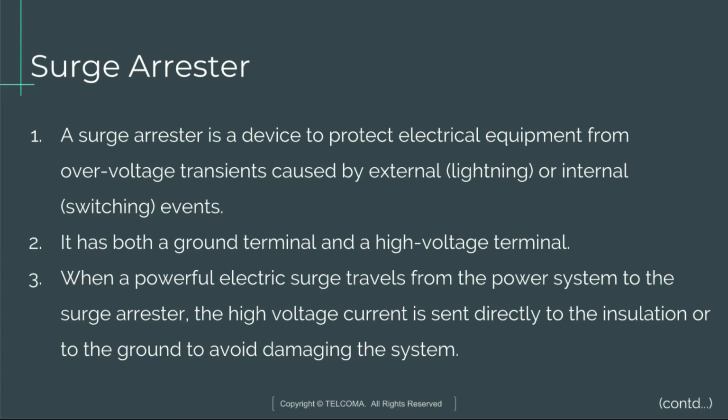It has both a ground terminal and a high voltage terminal. When a powerful electric surge travels from the power system to the surge arrestor, the high voltage current is sent directly to the insulation or to the ground to avoid damaging the system.